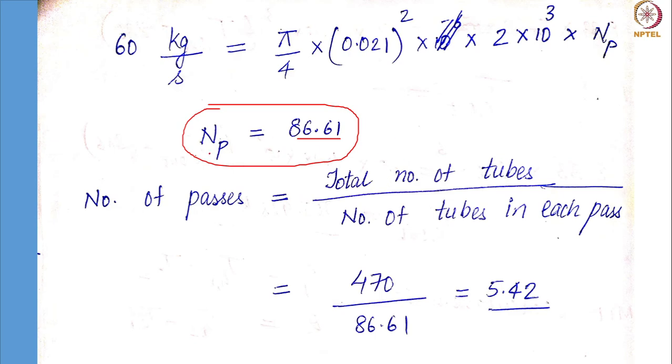Once we get number of tubes per pass, it will be just the division. Now we have the total number of tubes as 470 that we calculated in the previous question. It will be 470 by number of tubes in each pass. So we need a 5 pass heat exchanger for making the cooling water not to exceed 2 meters per second. Any questions here?